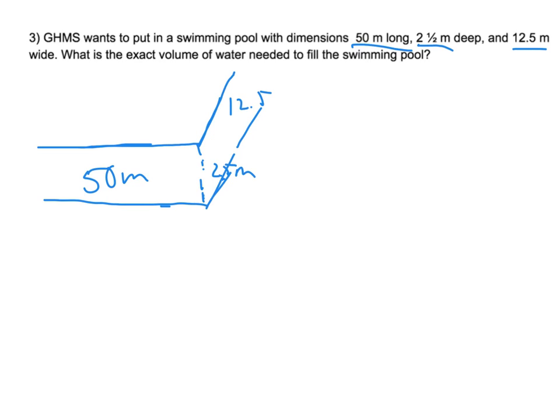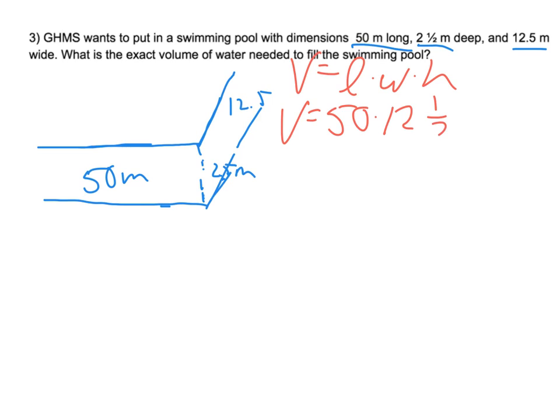Now I can write my formula for the volume, which, again, same as always, is length times width times height. That means I need to have 50 times 12.5 times 2.5. Now, before I multiply, I'm going to go ahead and take my mixed numbers here and turn them into improper fractions. So the volume is 50 times 25 halves times 5 halves.